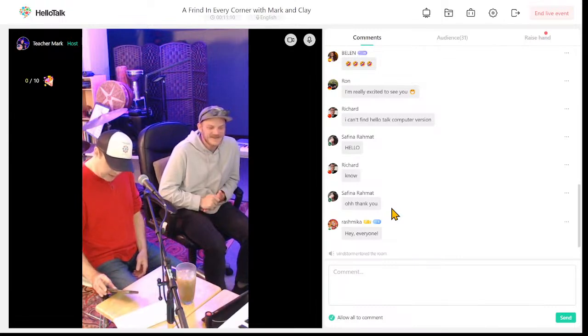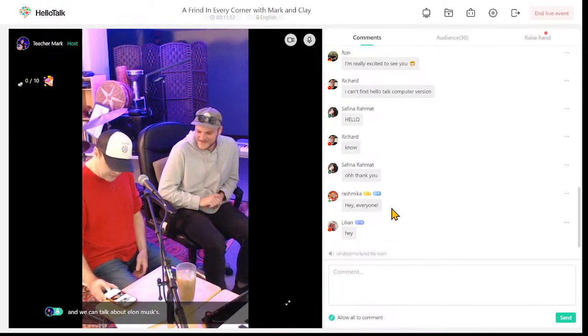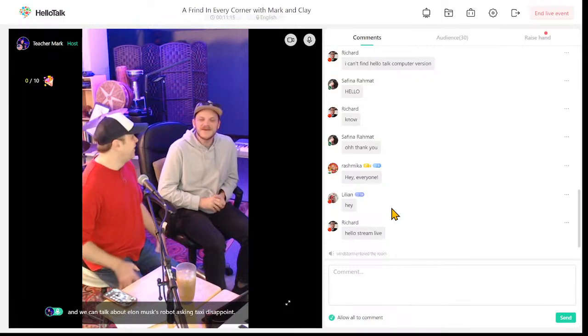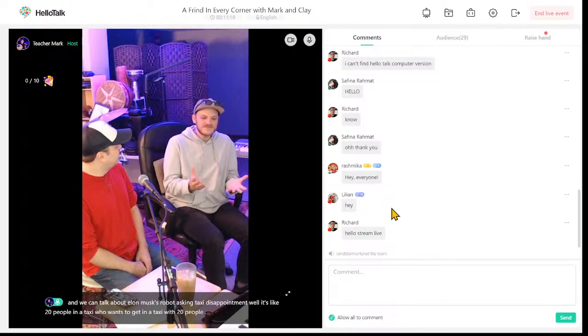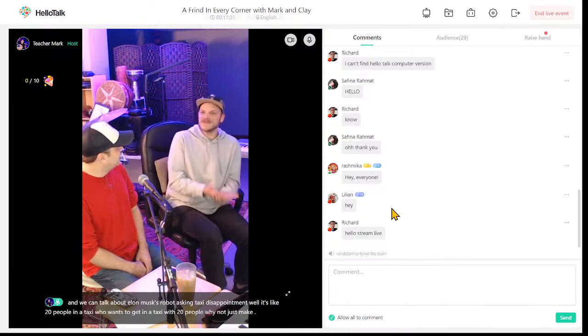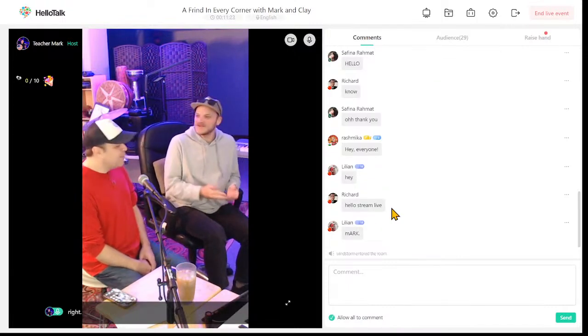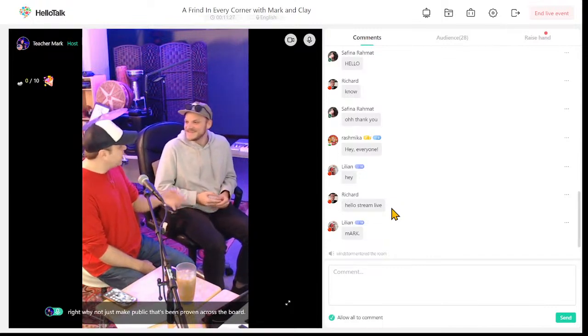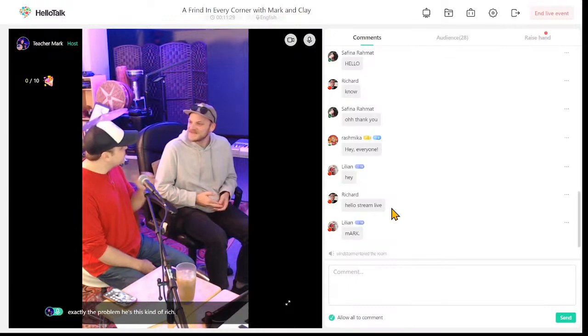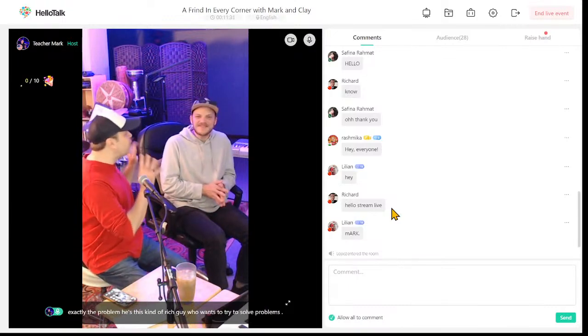We could talk about Elon Musk's taxi disappointment. It's like 20 people in a taxi. Who wants to get in a taxi with 20 people? Why not just make public transit that works? Why not just do that, which has been proven across the globe? But he is exactly the problem. He's this kind of rich guy who wants to try to solve problems in this new way that have already been solved.